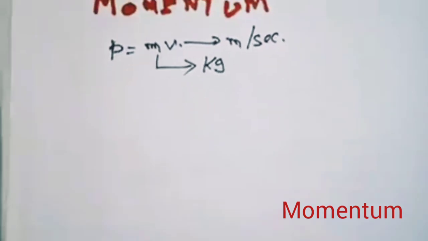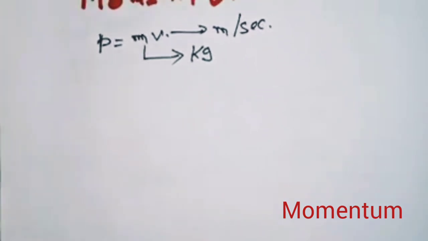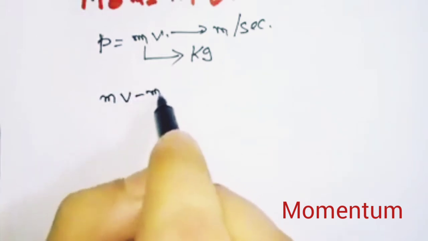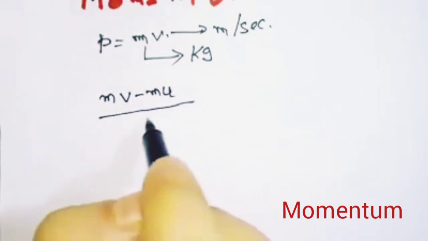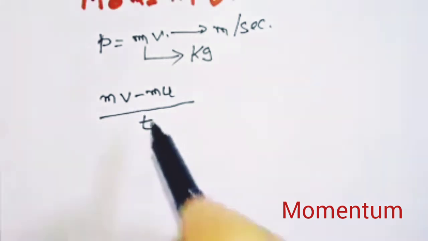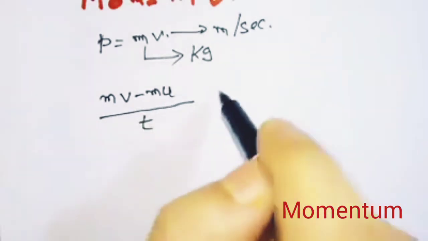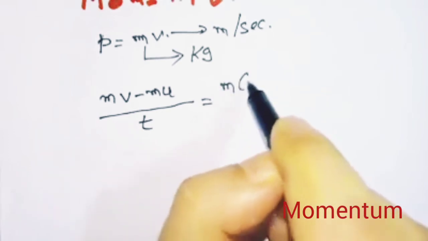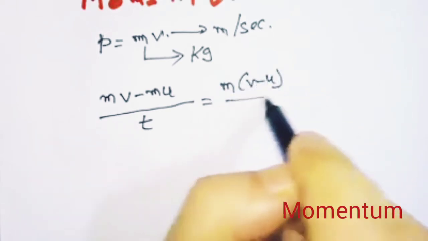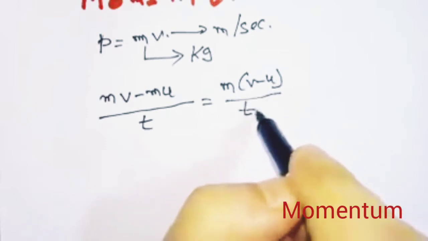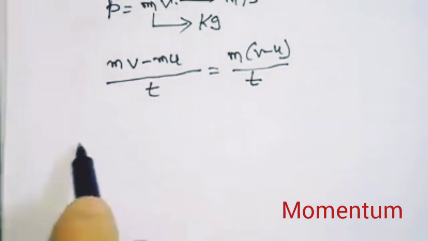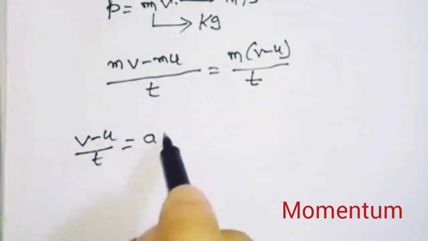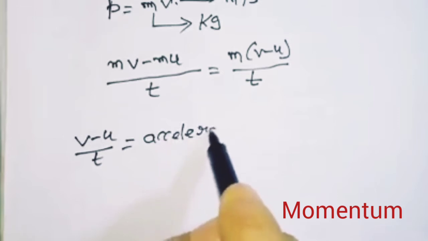Right. Now, what is the rate of change of momentum? It would definitely be (mv minus mu) whole divided by t. This is the final, this is the initial. So final minus initial gives us the rate of change of momentum, and from here we can write m times (v minus u) whole divided by t. Now what is v minus u divided by t? We know v minus u divided by t gives us acceleration.